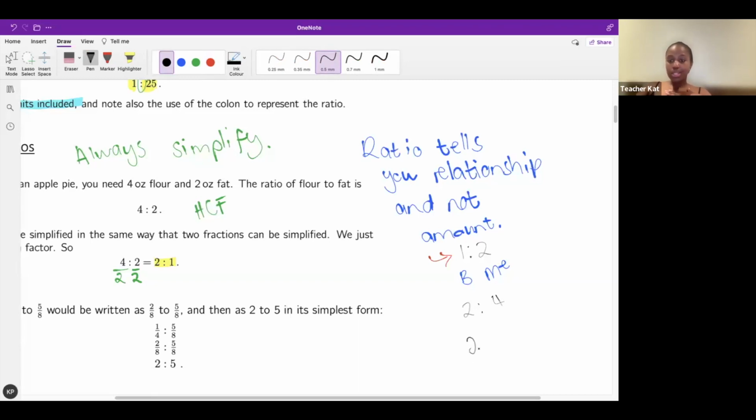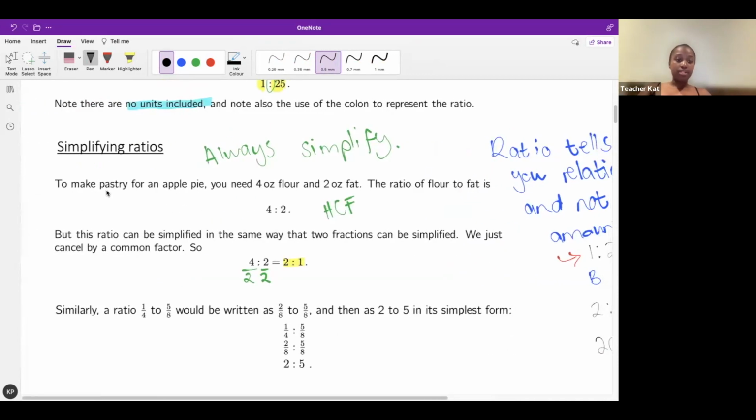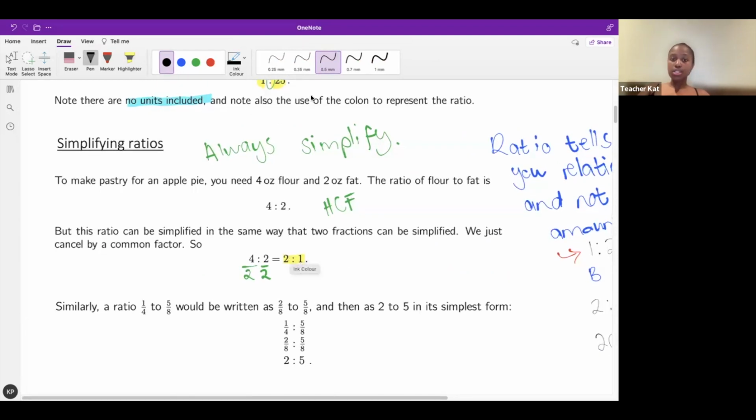So if he has 20 sweets, then I will have how many? I will have 40 sweets. Do you see what I mean by saying it represents a relationship? It doesn't tell you exactly how many sweets we have. It's just saying this is how we are dividing our sweets. All right. Great. So if you have a ratio, always simplify it, but always remember that it is not the amount, it is just the relationship.